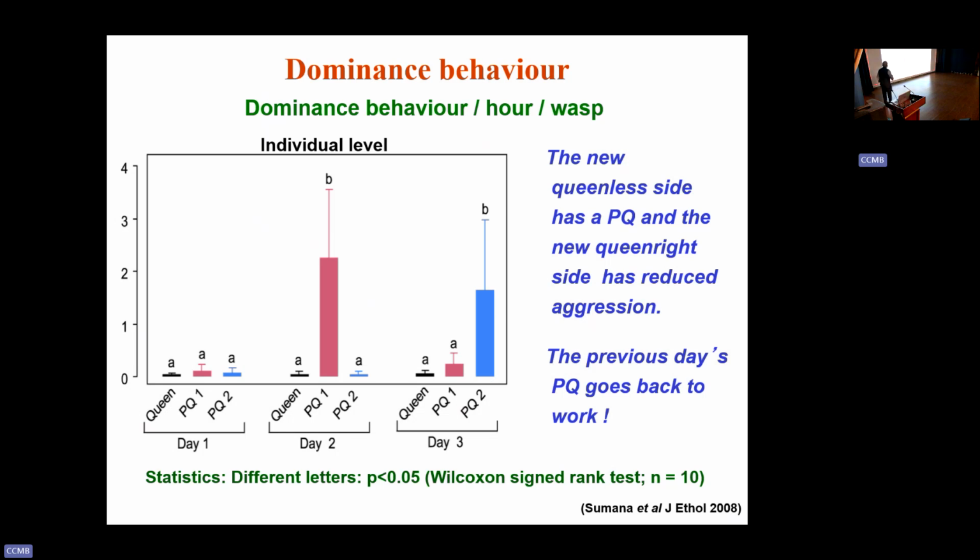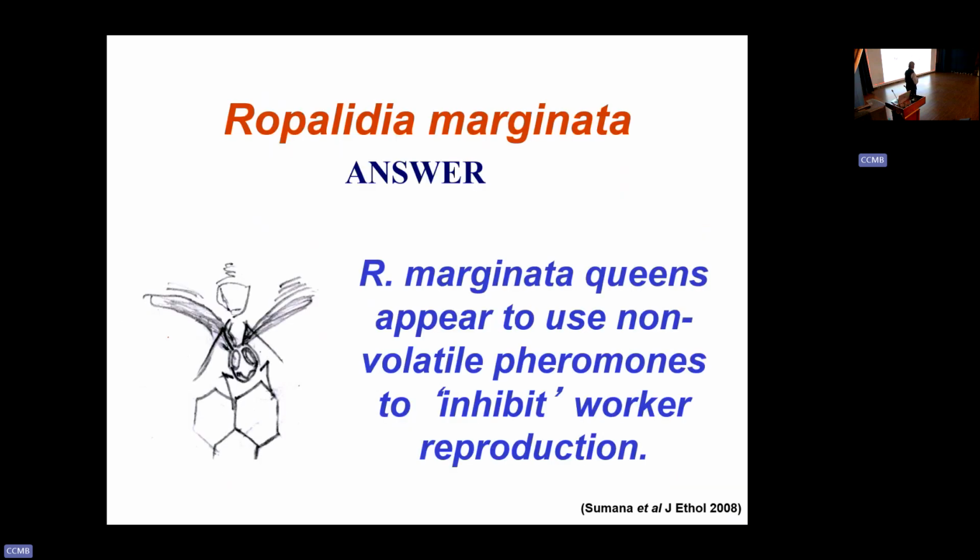And now we can actually go back to day 1 and show neither the queen nor any of these individuals showed any real amount of aggression on day 1. In the experiment, since this one became aggressive first, we called her potential queen 1. And we called this one potential queen 2. And neither the queen nor the PQ1 nor the PQ2 showed any aggression on day 1. But exactly as our model predicted, this is what we saw on day 2. So the answer to our question is, Propylidia marginata queens appear to use non-volatile pheromones to inhibit worker reproduction, not physical aggression.